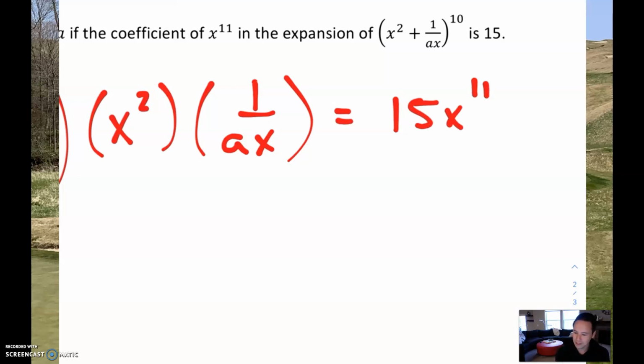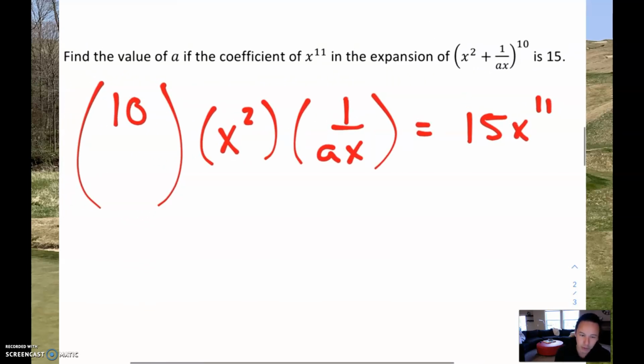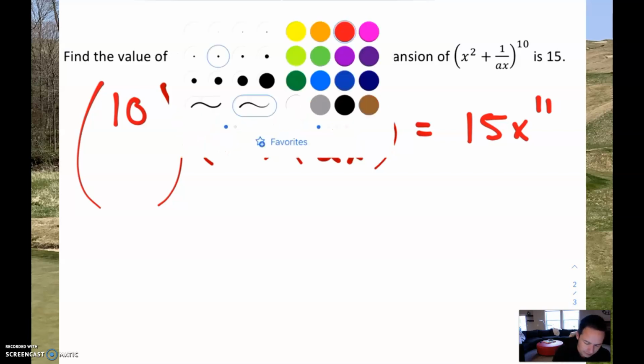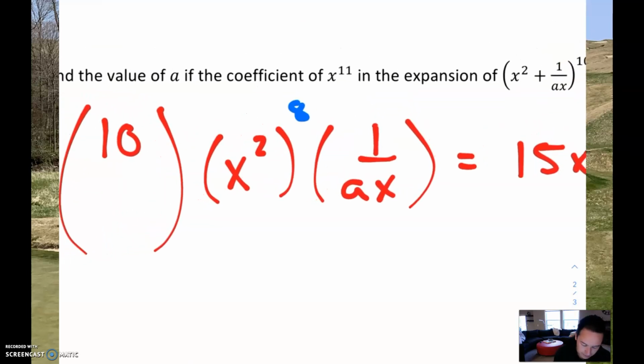So here's where I've talked about before. This is kind of like a puzzle. Well, we have to figure out how this puzzle works. We need to somehow make the exponents cancel out in such a way that we're left with x to the 11th. So it might involve some guess and check. Let's go ahead and try an 8 here. If I put an 8 there, they have to add up to 10, so this would be a 2.